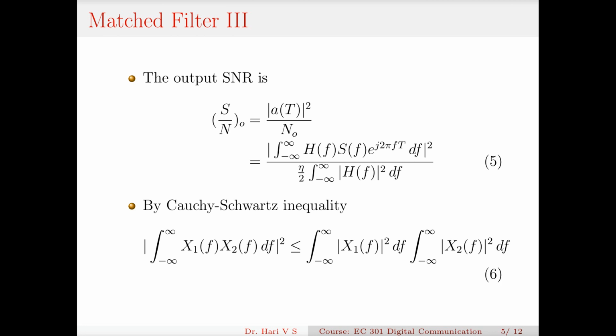Now this fraction can be simplified if we use something called the Cauchy-Schwarz inequality, which says that the modulus of an integral, |∫ x1(f) x2(f) df|², is less than or equal to the integral of |x1(f)|² df times the integral of |x2(f)|² df.